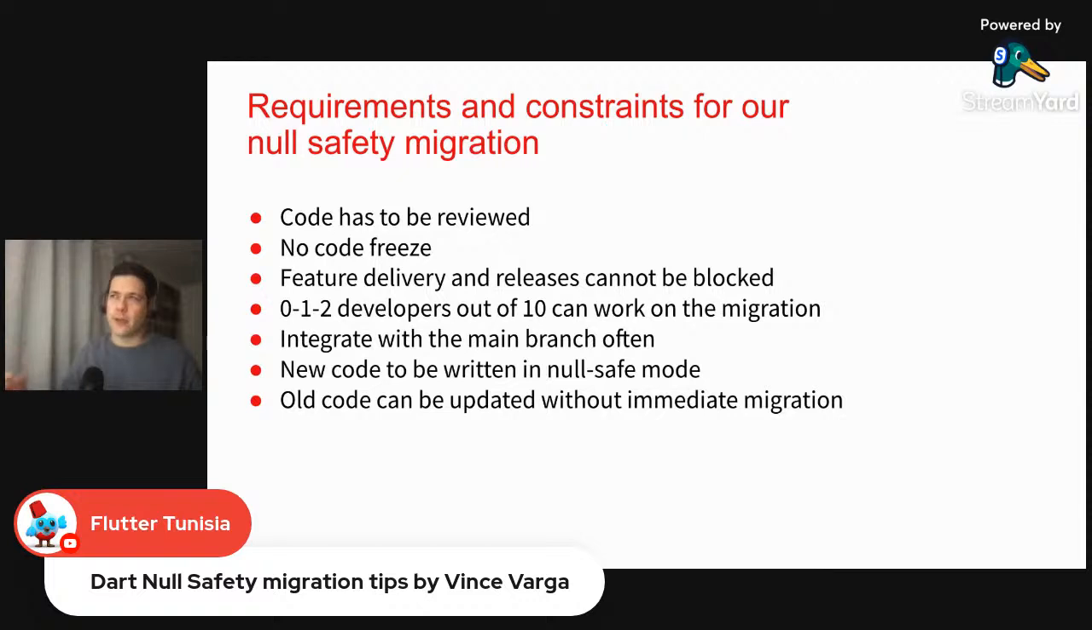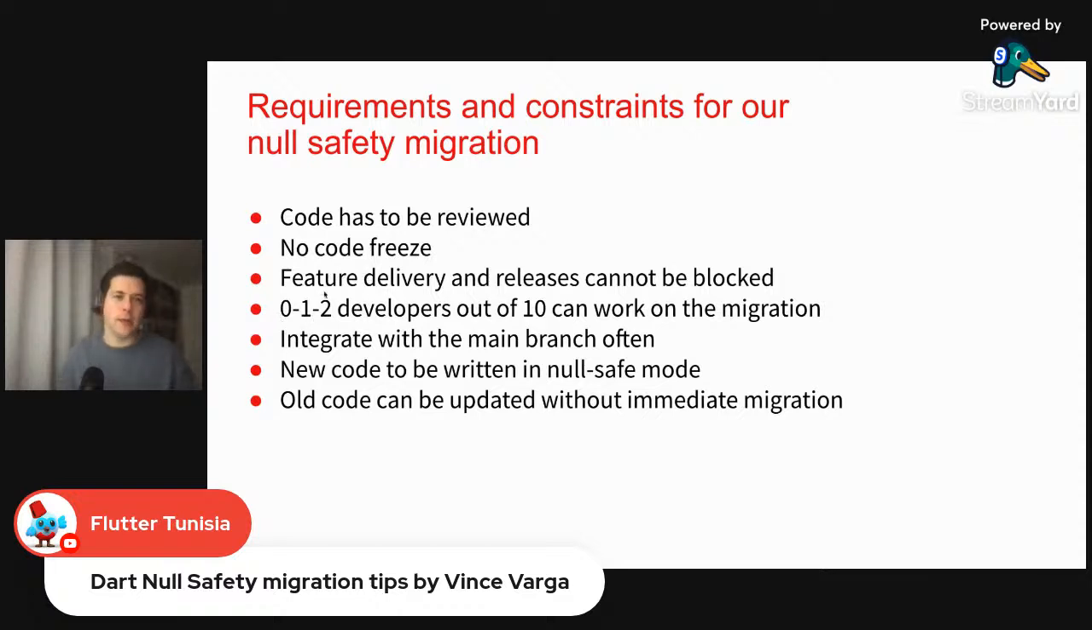We also had a couple of requirements and, let's say, constraints for our null-safety migration. We have the rule that we want code to be reviewed before we ship it. So we had to have code reviews. We couldn't allow a code freeze because we always have important features that need to be released soon. So we cannot afford a code freeze for weeks or months because we want to ship features, and that's very important for us. We also could not dedicate too much effort to this.